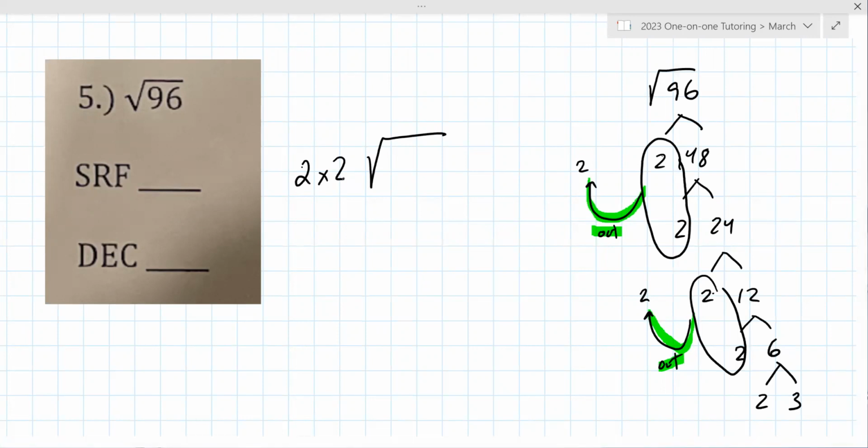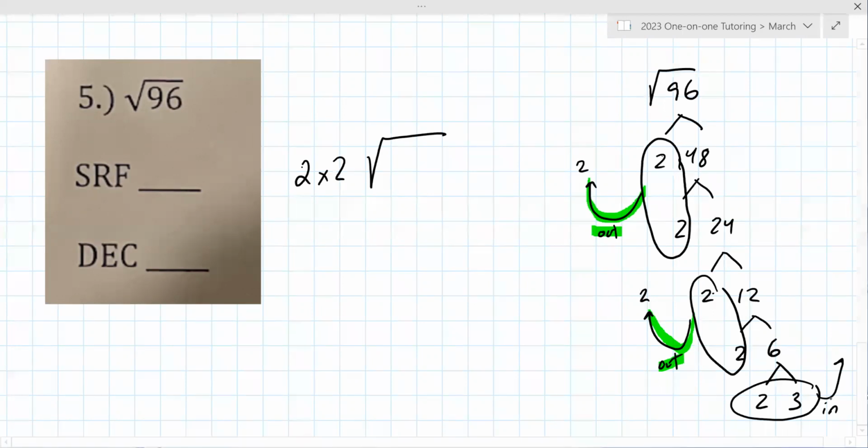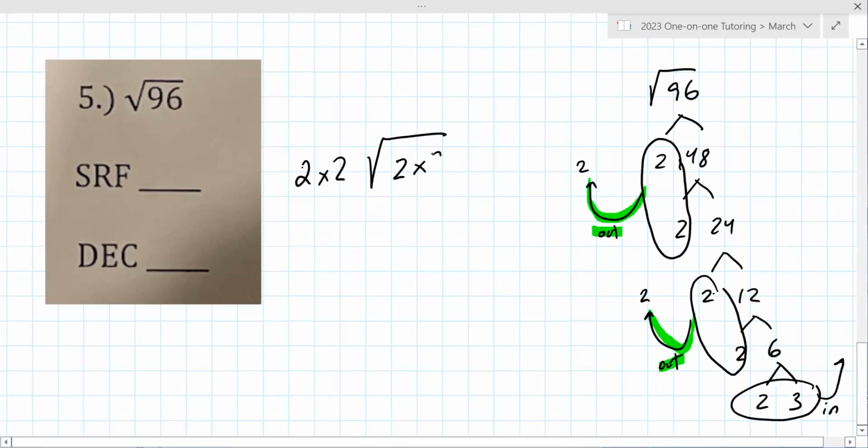There's no deception here. It's very direct. Okay. What numbers stay inside the square root? 2 and 3, and they are multiplied. What does 4 times square root of this become? 6. 4 square root of 6.